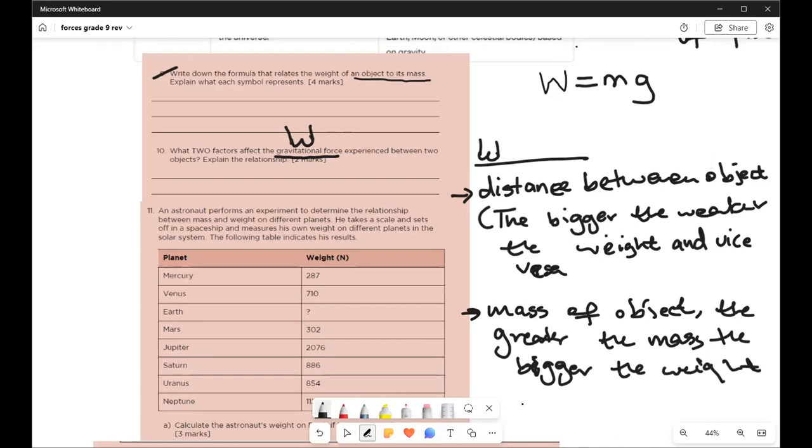And vice versa. By vice versa, I mean the smaller the mass, the smaller the force of gravity will be experienced. Okay, and done with number 10. Let's now go to 11.